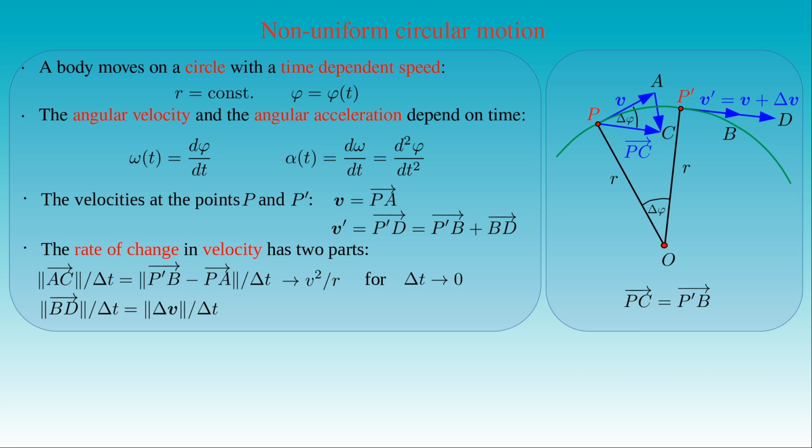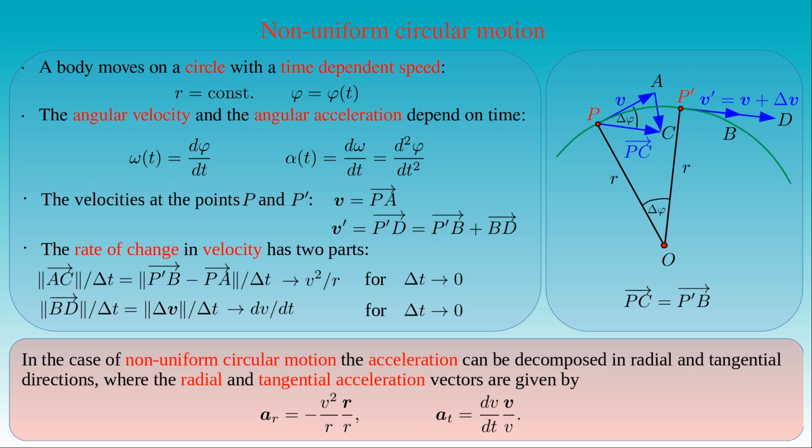This rate approaches the time derivative of the speed v, if delta t tends to 0, which is the tangential acceleration of the body moving on the circle. As a result, we can state the following. In the case of non-uniform circular motion, the acceleration can be decomposed in radial and tangential directions.